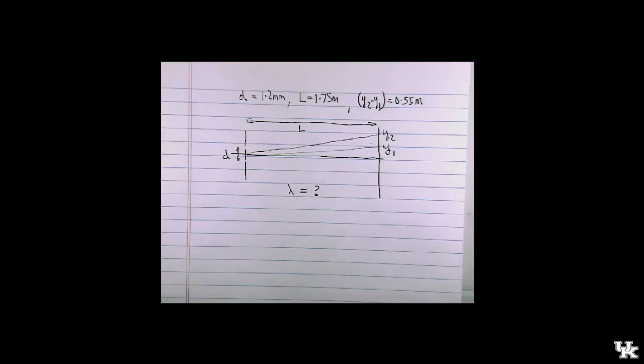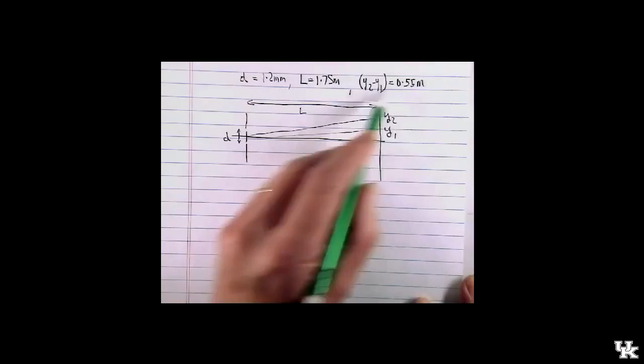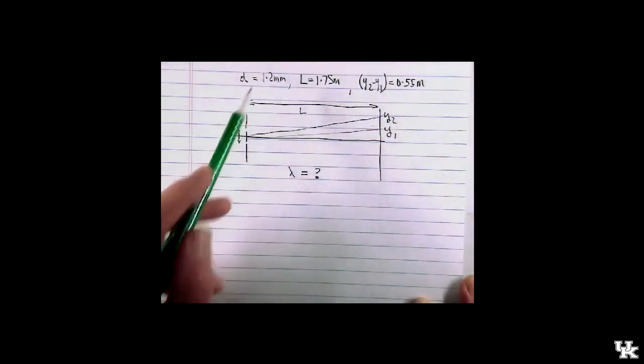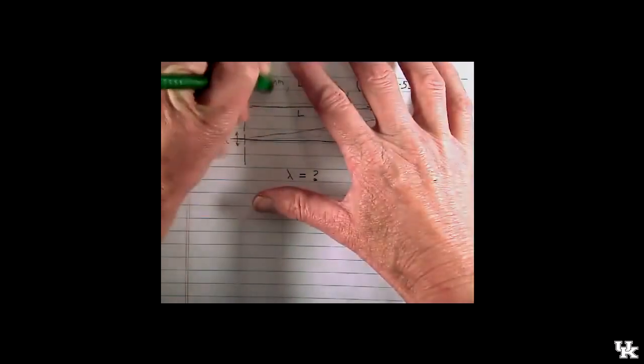Okay, so here I sketched out the problem. I listed the numbers we were told in the problem, the slit separation, but I wrote that down wrong. Gosh, that's dyslexia, 2 point.